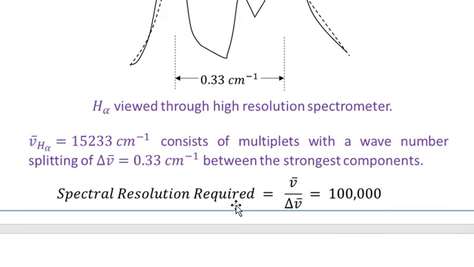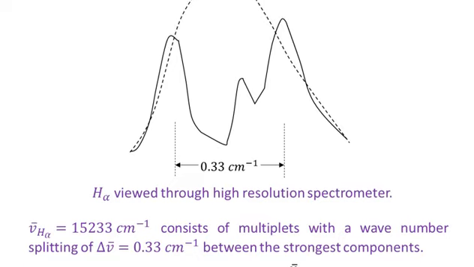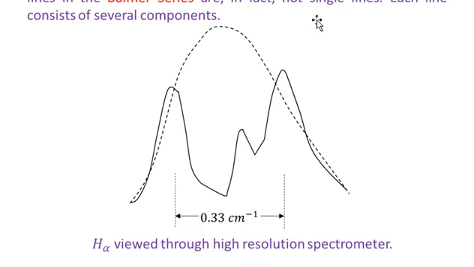That is, the spectral resolution required should be equal to nu bar over delta nu bar. So nu bar is given over here, which is 15,233 centimeter inverse, and delta nu bar is given as 0.33 centimeter inverse. So if you substitute these values in this formula, you can roughly get that the spectral resolution required should be equal to 100,000. So such a spectrometer with this much resolution is required if you want to see the further details or the further structures in the emission of the H alpha line of the Balmer series as shown in this figure.